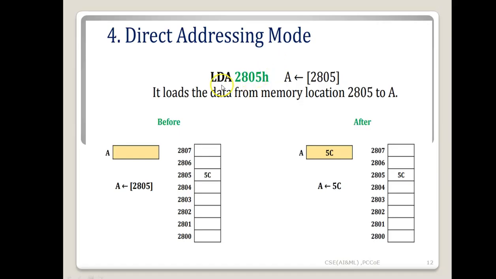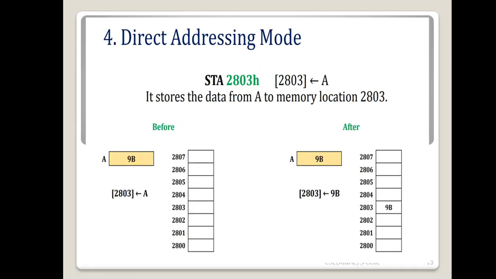Direct addressing mode. The example we will take is LDA 2805. So whatever is the content at 2805, it will get stored in the accumulator. So let us see before: the accumulator is empty and the content at 2805 is 5C. After execution of this instruction, what will get stored in the accumulator? The content of 2805. So what should be in the accumulator now? 5C. Okay, so after executing the instruction, the content of the accumulator is now 5C. Moving further. So, just one more example of direct addressing mode.